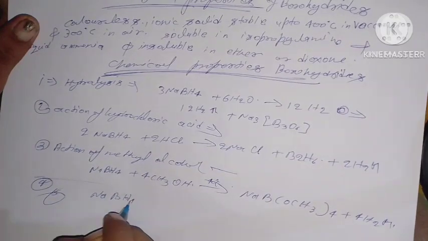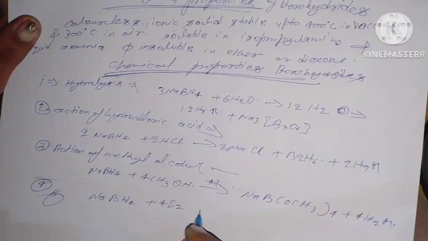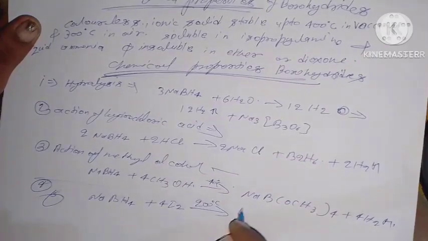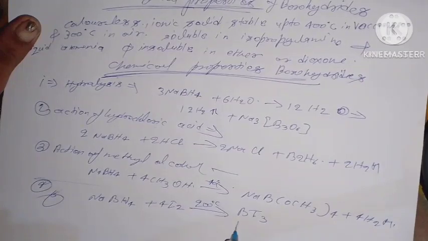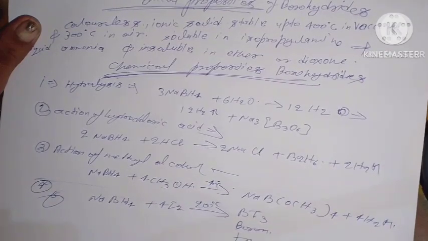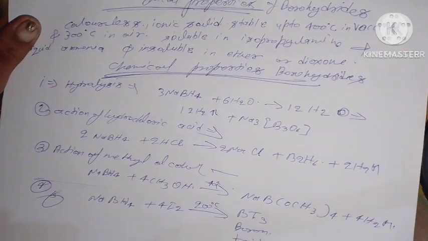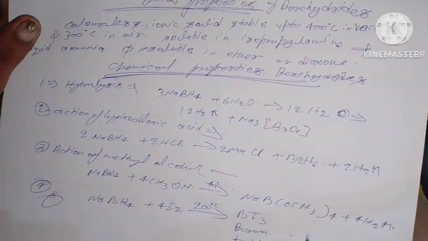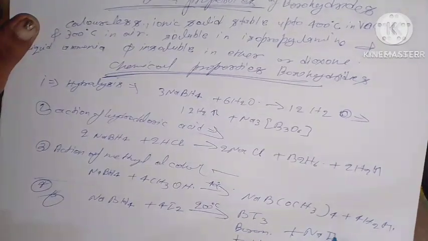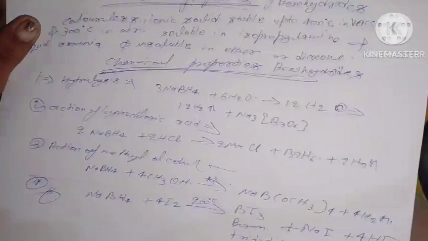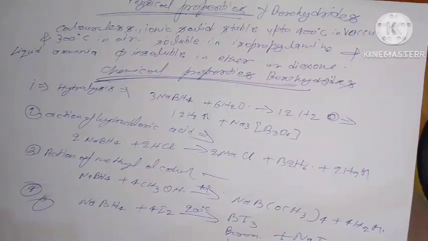NaBH4 plus 4I2 at 200 degrees Celsius gives BI3, boron triiodide, plus NaI, sodium iodide, plus 4HI, hydrogen iodide. Sodium borohydride is useful as a reducing agent in weak alkaline medium, because later on it is destroyed by adding acid. It is a weak reducing agent in comparison to LiBH4 or LiAlH4.